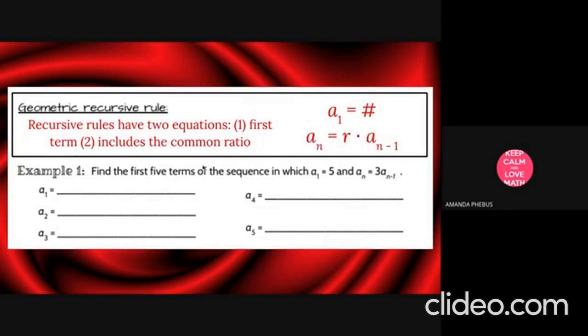So we're going to find the first 5 terms of the sequence, in which a sub 1 is 5 and a sub n equals 3 times a sub n minus 1.